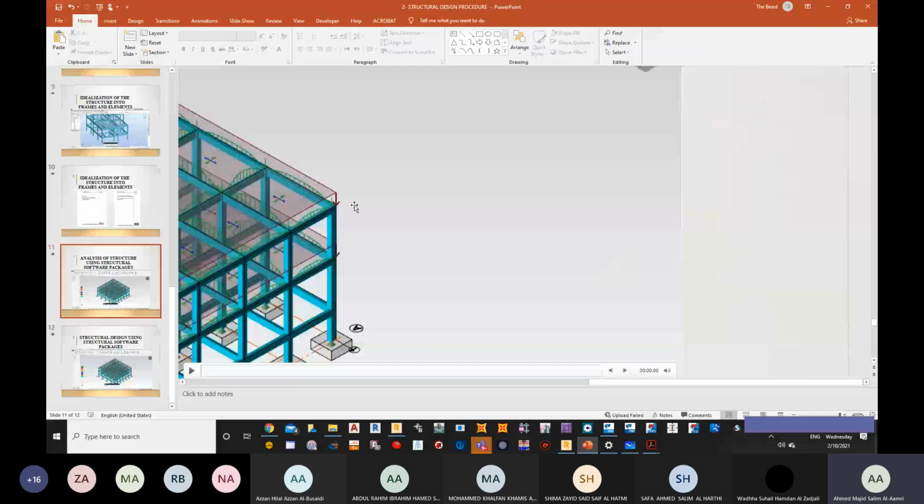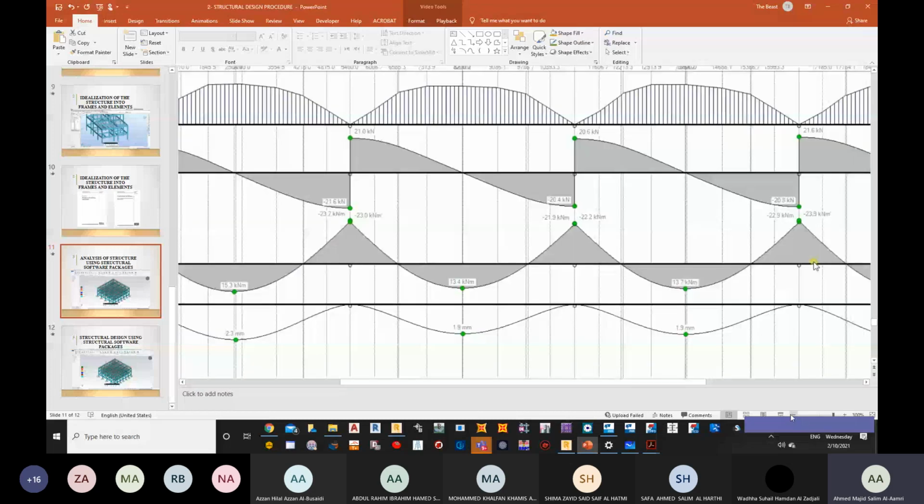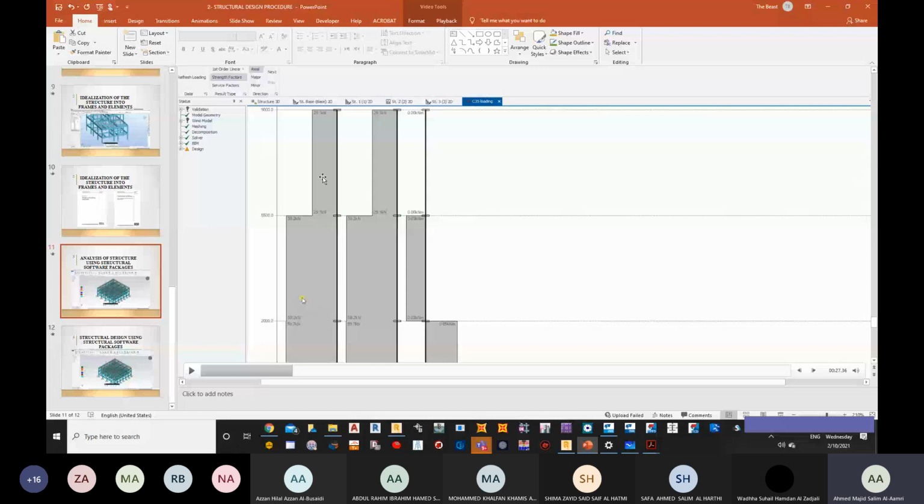Unfortunately, just one second. Let me try to see what can be done. Okay, now I think it's better. You can see that it's 29.1 here, 59.2, because the column which is at the bottom is carrying the column which is at the top. That's why the value of N is increasing.